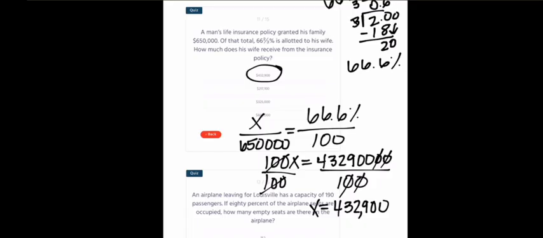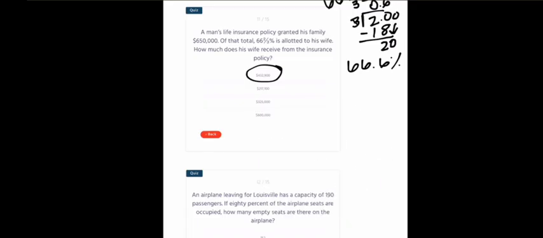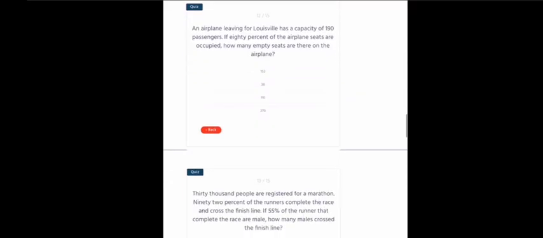These bigger numbers might be harder to work with, but it's still the same equation, still the same way of doing things. I hope you got it. When you're ready, let's look at number 12.